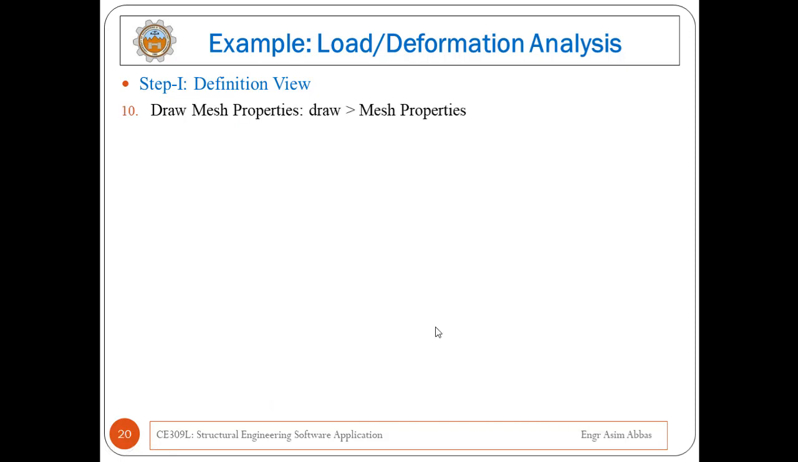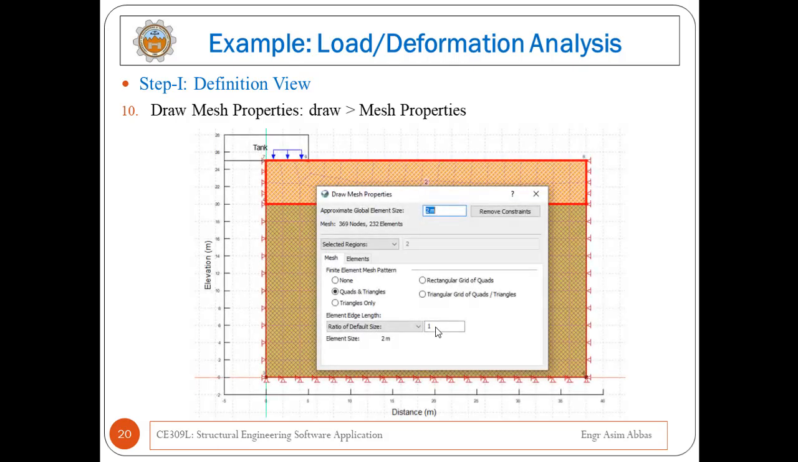In step 10, we will draw mesh property. For that, go to draw, and then choose mesh properties. So this window will appear. From here we will select the area or the region where we want to draw a mesh, right? And then we will enter the size of mesh, that is 2 meter.